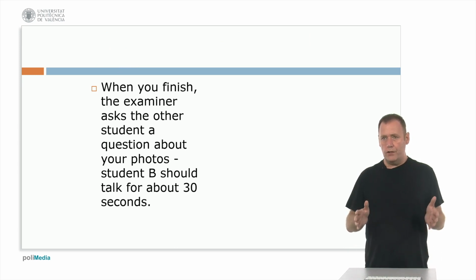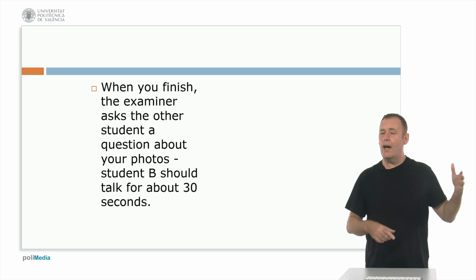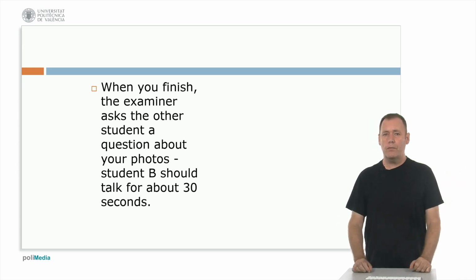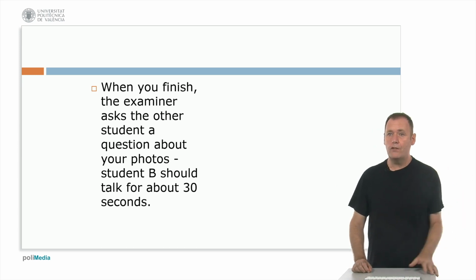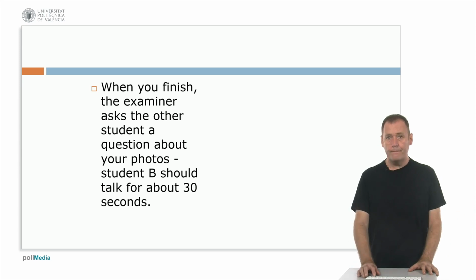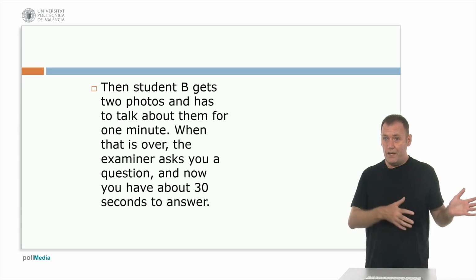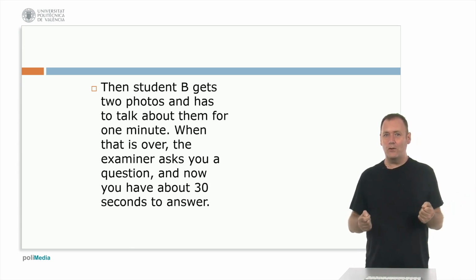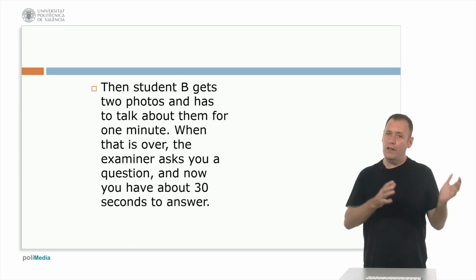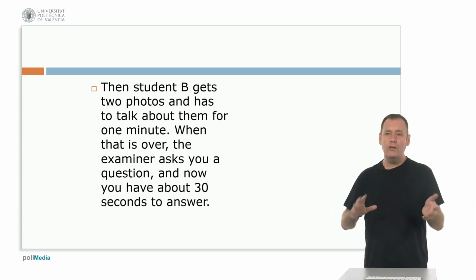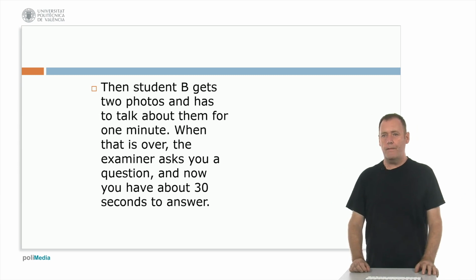So when you finish your minute speaking, the examiner then turns to the other candidate and asks them a question about the same photographs that you've been talking about, and they will talk for about 30 seconds. This is called the supplementary question. So then student B, the other student, gets 2 photos and they talk for a minute. And when that's over, the examiner turns to you and asks you the supplementary question and you talk for around 30 seconds.